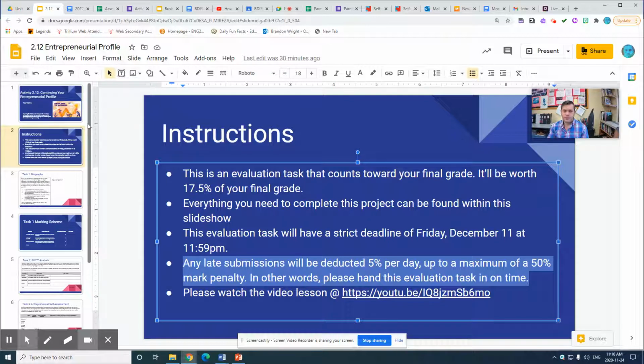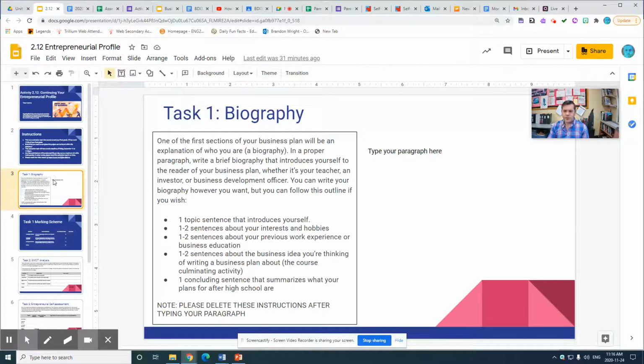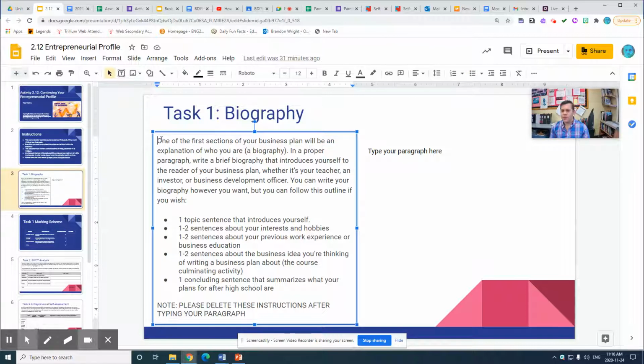All right, so there are 4 tasks associated with this project. First task is pretty straightforward. It's a biography. So the first section of your business plan will be a biography, and the first section of this assignment is a biography as well. So you can just copy and paste it when you go to create your business plan.